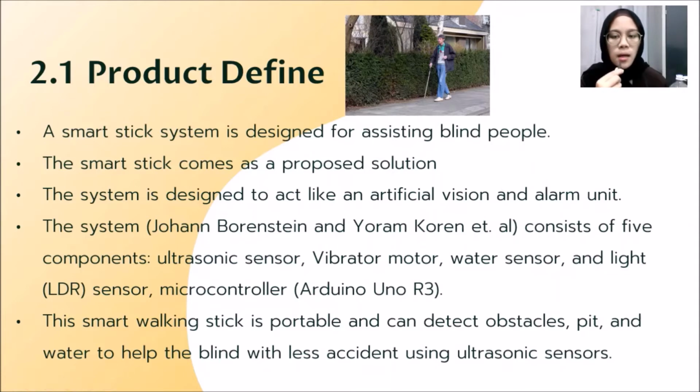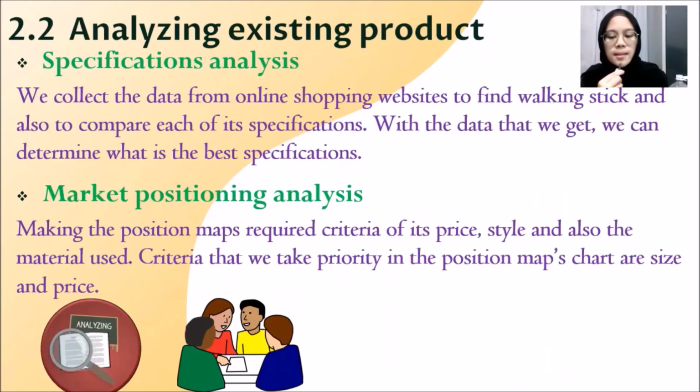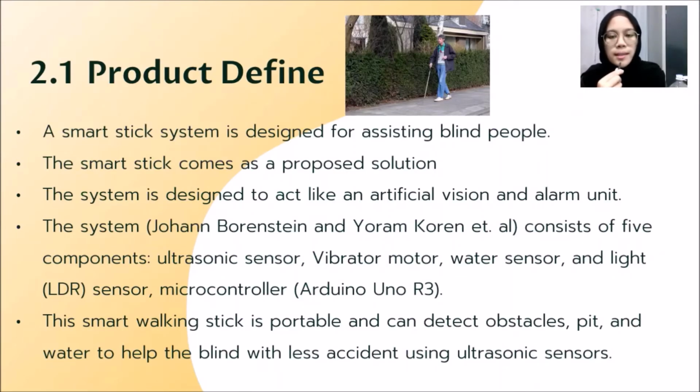The system, according to Johann Borenstein and Yoram Koren, consists of 5 components, which are the ultrasonic sensor, vibrator motor, water sensor, light sensor, and the microcontroller, which is the Arduino Uno R3. This smart walking stick is portable and can detect obstacles, speed, and water to help the blind have fewer accidents using the ultrasonic sensor.